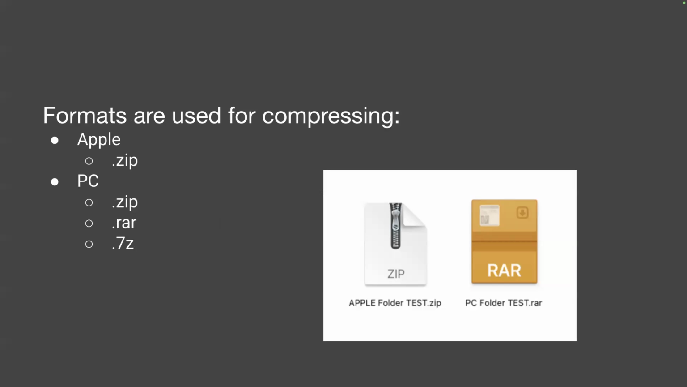Formats that are used for compressing a file. Apple oftentimes will use a .zip. A PC may use a .zip or a .rar file or a .7z, depending on the manufacturer of the PC.